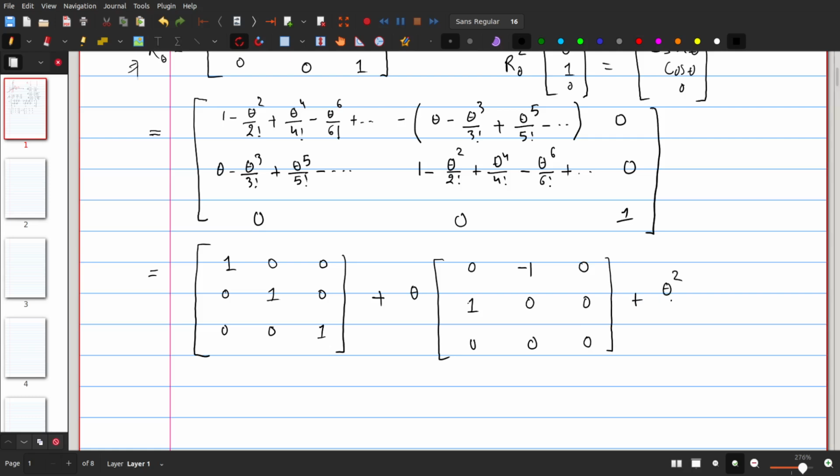Then we consider theta square by 2 factorial. In the 1 1 term, coefficient of theta square by 2 factorial is minus 1. In 1 2 term, coefficient of theta square by 2 factorial is 0. Then 0 0. In 2 2 term, coefficient of theta square by 2 factorial is again minus 1. Then 0 0 0 0.